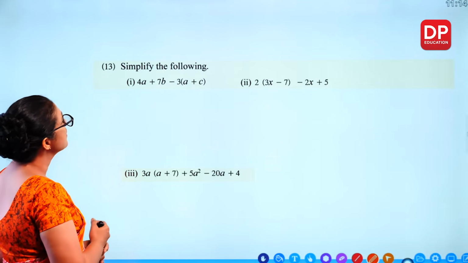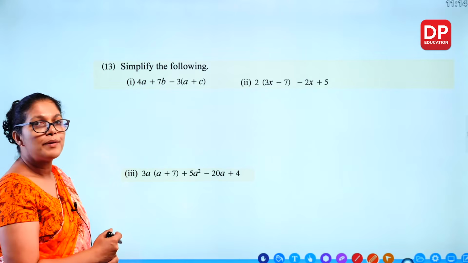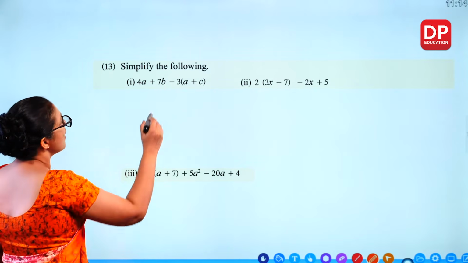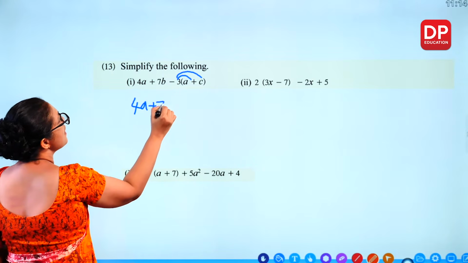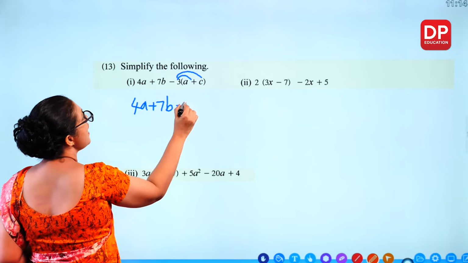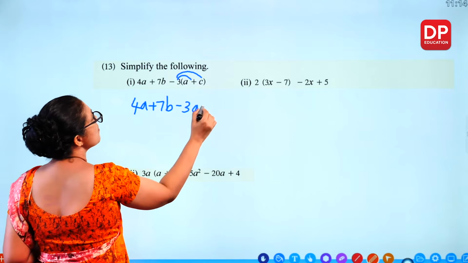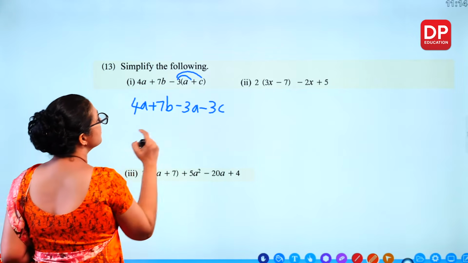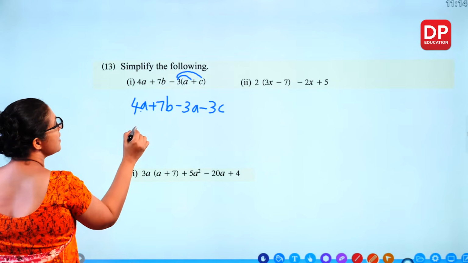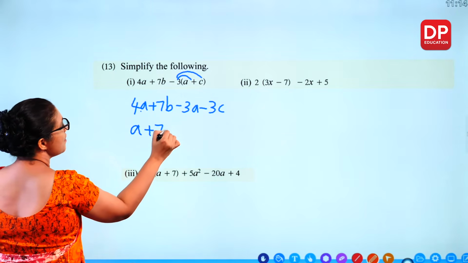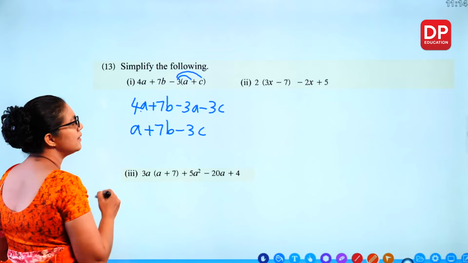Simplify the following. So, again you have to open brackets and simplify. So, first expand it. 4a plus 7b there. Minus 3a and minus into plus minus 3c. What are the like terms? This and this. 4a minus 3a, you get a plus 7b minus 3c.